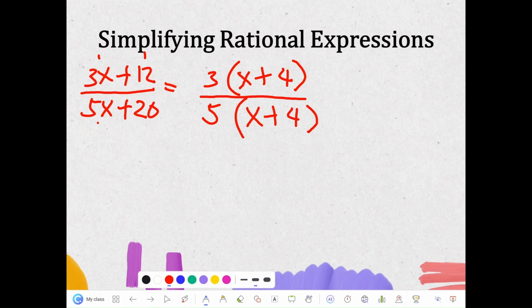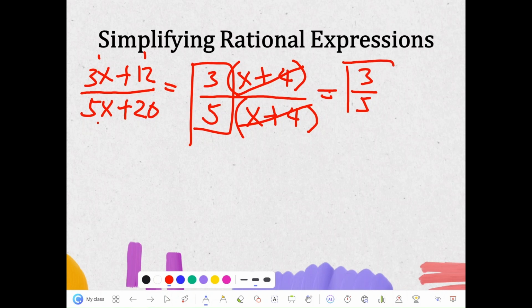Okay? So, what you will do next is cancel x plus 4. Cancel x plus 4, so you will be left with 3 over 5. And this is your final answer.